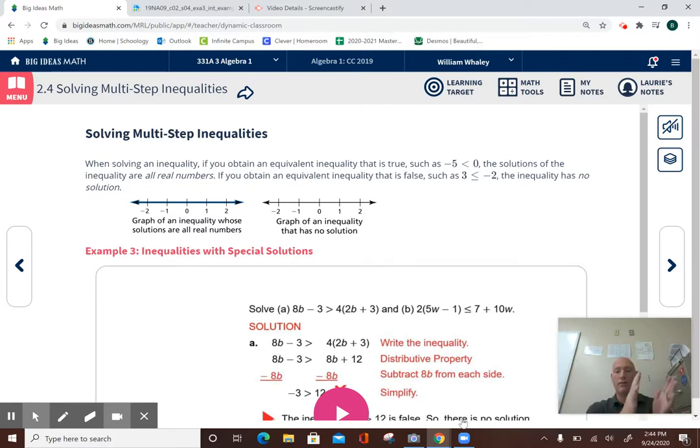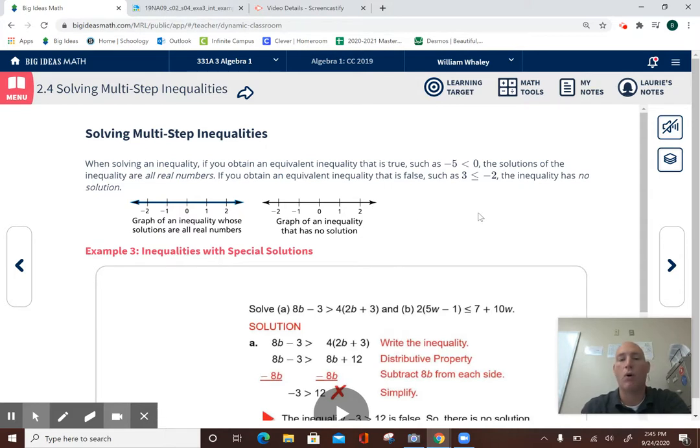So remember, you can have your typical, which is you would have a ray going in one direction. You can have what is in a sense another identity. They don't really call it that, but you notice every single number works. This is when you end up with a true statement at the end of your solution. This means no numbers work, and you end up with a false statement at the end of your inequality. Typical is just where you end up with a statement.